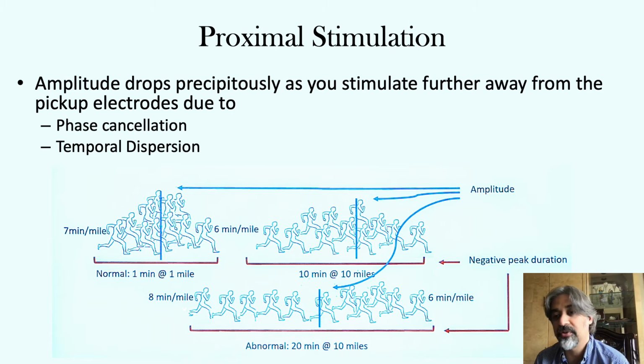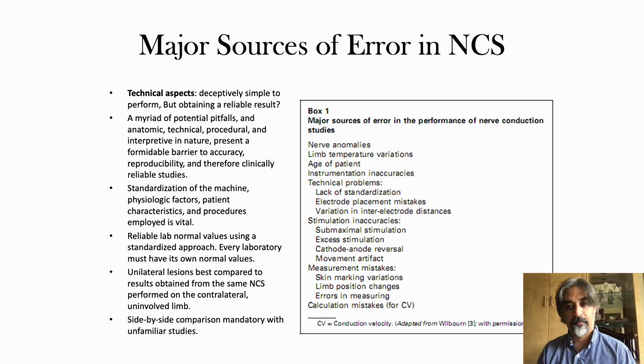Although it applies to motor studies, the effect is not as pronounced as with sensories. This is because the difference between the fastest and slowest fibers is not as pronounced as with sensory axons. So I often tell my residents, if you see a drop of greater than 20 or 30% along the nerve, you have to look for some other cause of the amplitude drop beyond dispersion and phase cancellation.